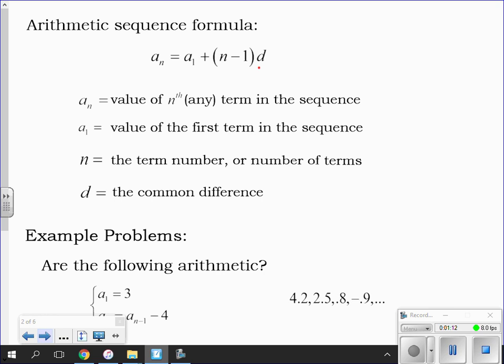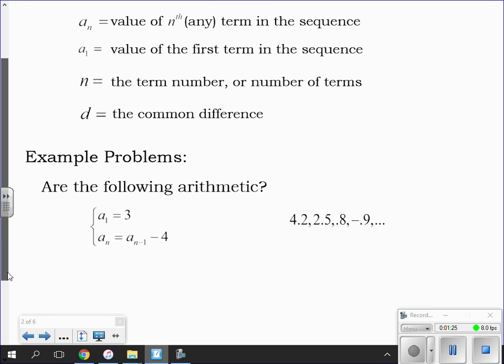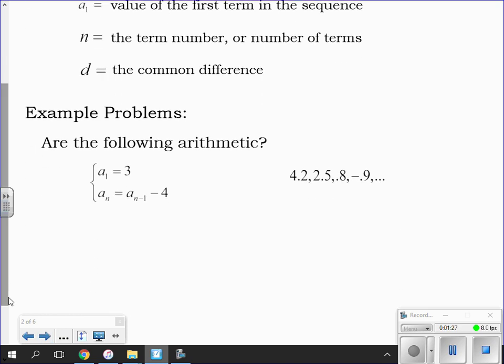I take the first one and add D, add D, add D, add D, add D, add D, add D. What do you do when you do repeated addition? That is multiplication. So that's what we have. Are these first two following an arithmetic pattern? How do I get from one term to the next? I subtract 4 each time. So yes, this is arithmetic, and my D is -4.